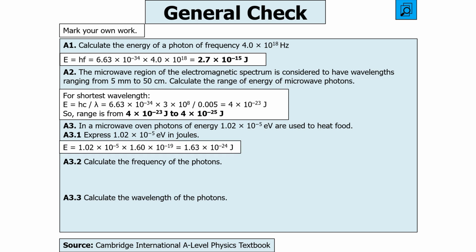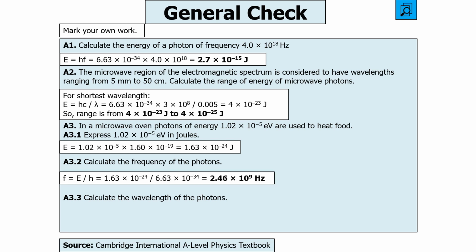Now, the conversion factor from eV into joules is multiplying by 1.60 times 10 to the minus 19. Again, you are given that conversion value on your examination sheet. So the value will be 1.63 times 10 to the minus 24 joules. We can rearrange our previous equation, say f equals E over h, pop in all the values and we get 2.46 times 10 to the 9 Hz. Then to calculate the wavelength of the photons, again, we can use the equation c equals f lambda. That can work for photons as well. So lambda equals c over f, pop the values in and we get 0.12 meters.